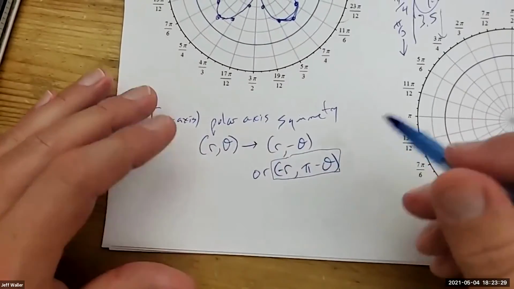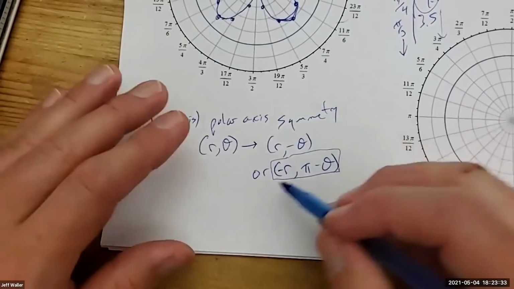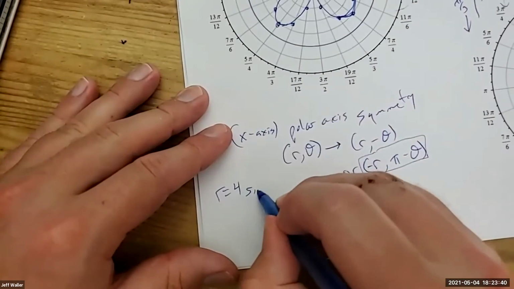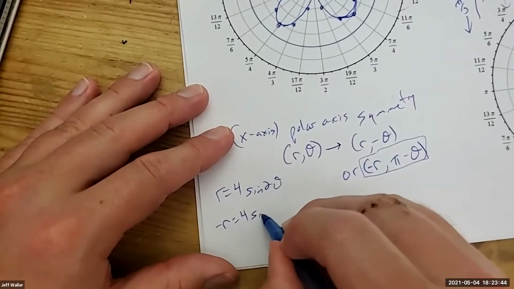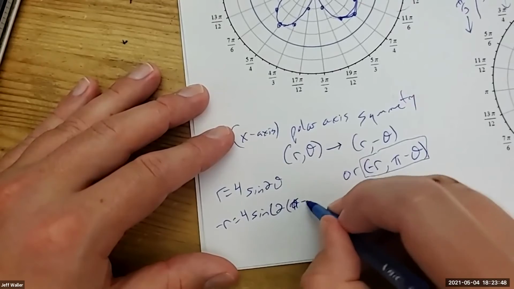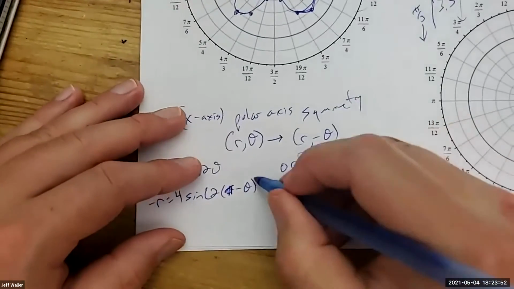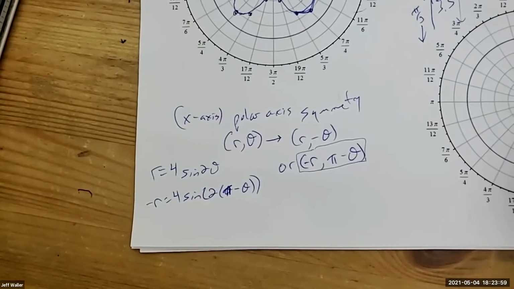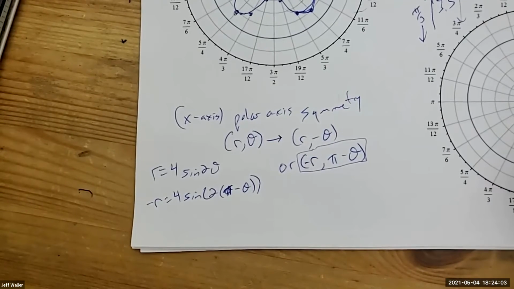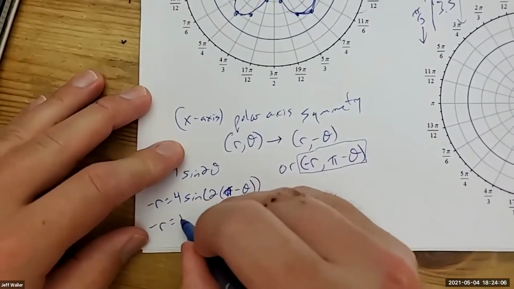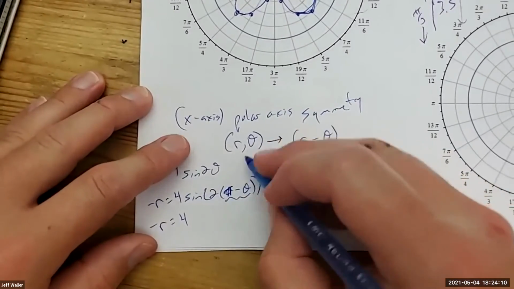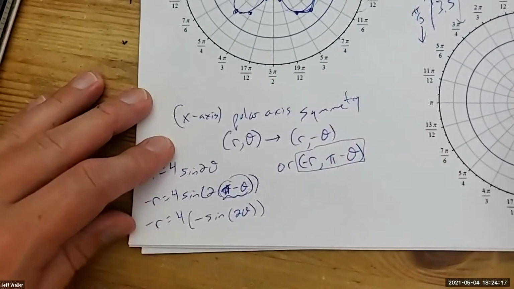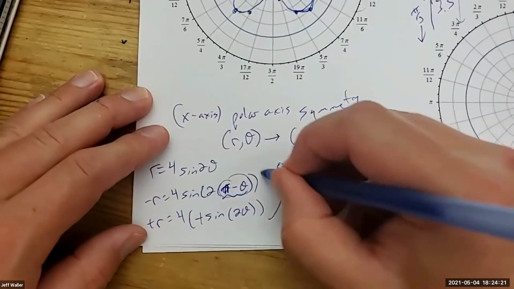Well, let's see if this works. There's one of 2 situations for this graph. Let's see if this is the situation it's in. So if I take r equals 4 sine 2 theta, and I replace r with negative r, and theta with pi minus theta, how are we going to evaluate that? It's minus sine theta. So this becomes negative r equals 4 times negative sine of 2 theta, because it doesn't matter about the 2's here; what matters is what happened here. And the negatives cancel, so I do get back to the original.